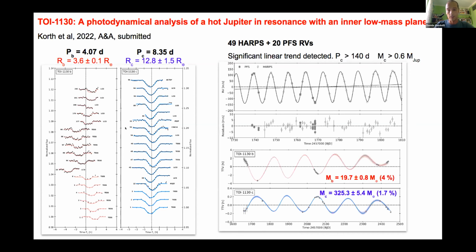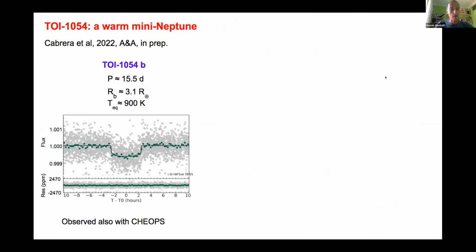So we followed up this target with HARPS, and we collected 50 measurements and put them together with 20 PFS measurements taken by Sam Quinn and collaborators. And we nicely got the mass for the inner planet, which is pretty much a Neptune-like planet, with a precision of 4%. And we also clearly detect a linear trend in the data. And of course, this system is still under observation with HARPS because we want to get the mass of this outer companion.